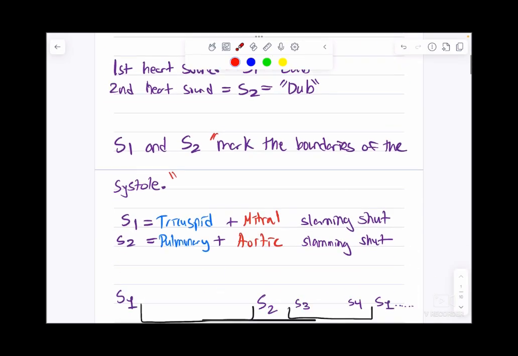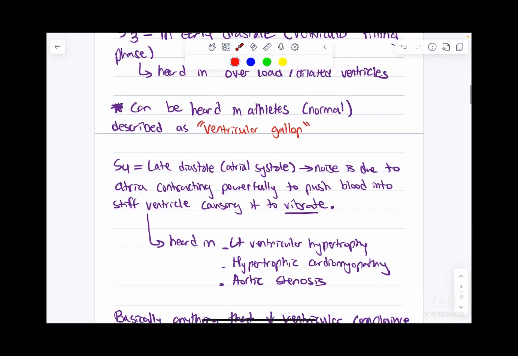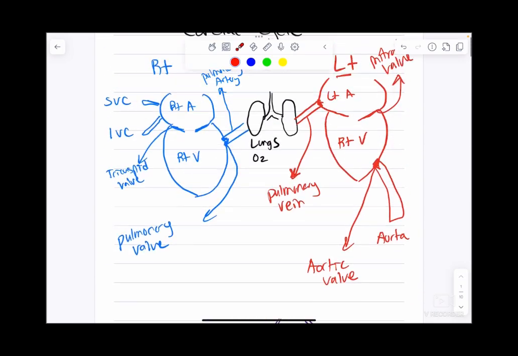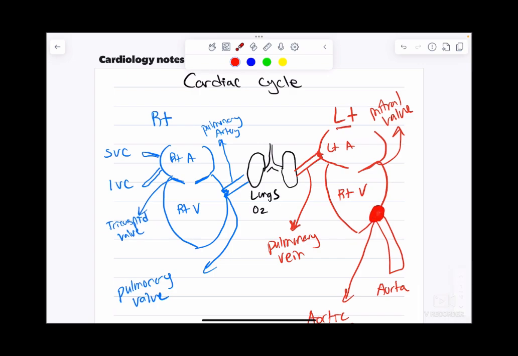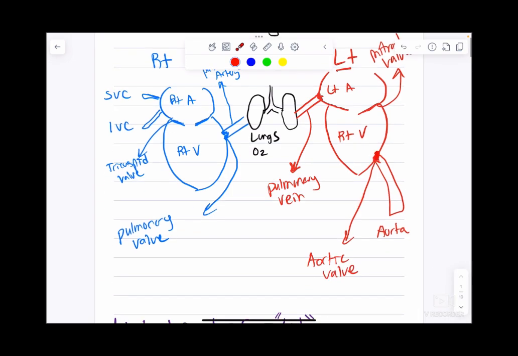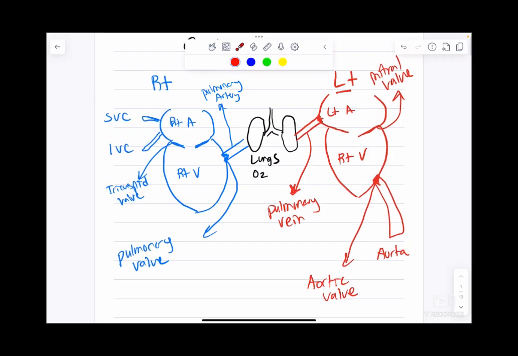Left ventricular hypertrophy, hypertrophic cardiomyopathy, same idea. Aortic stenosis, okay. The aortic valve is stenosed. Stenosed means it's tight. It barely lets in blood. So what's going to happen is there's going to be blood pooling here, and the compliance is not going to be good. So the atria has to push the blood into the right ventricle.